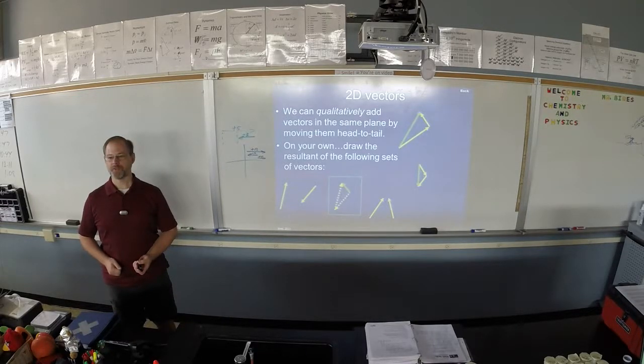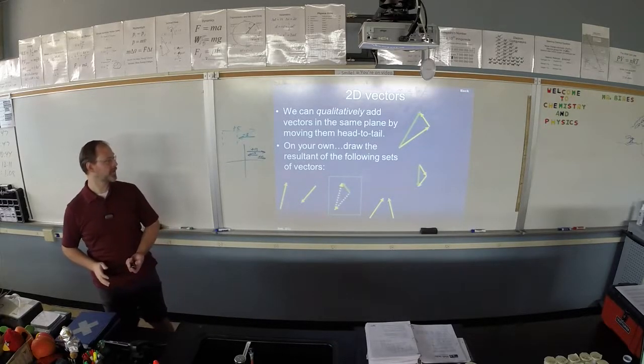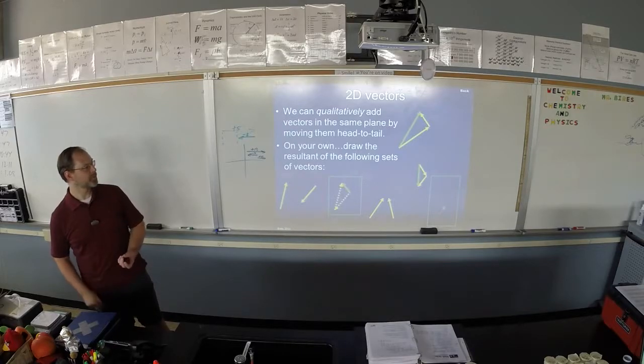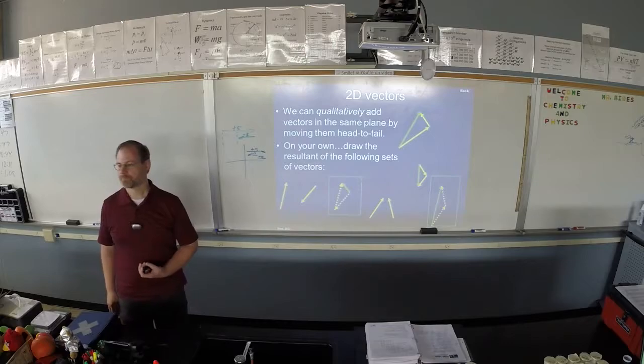Okay. I'm seeing some upward directions. I'm seeing some horizontal directions. Hopefully, if you drew your vectors head to tail, you had a mostly vertical-ish vector. Yeah.